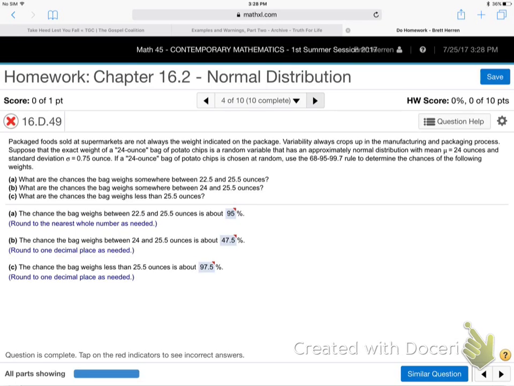Packaged foods sold at supermarkets are not always the weight indicated on the package. Variability always crops up in the manufacturing and packaging process. Suppose that the exact weight of a 24-ounce bag of chips is randomly variable. It's approximately 24, with a standard deviation given. What are the chances? Okay. Yeah, and this is true.